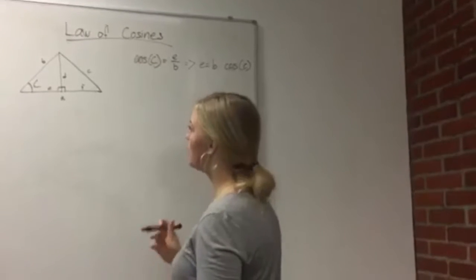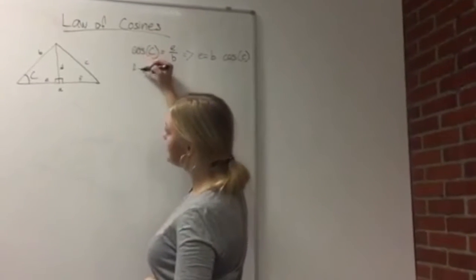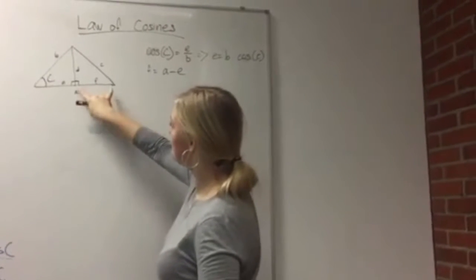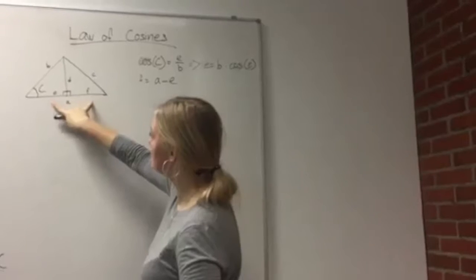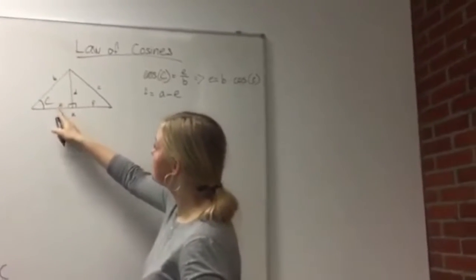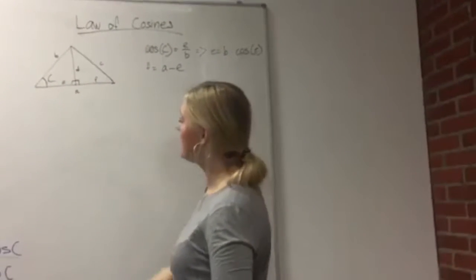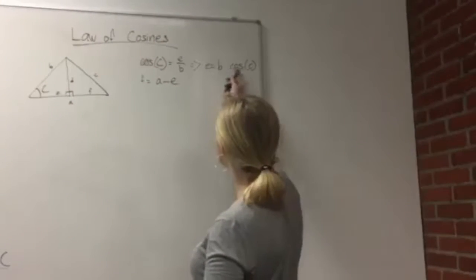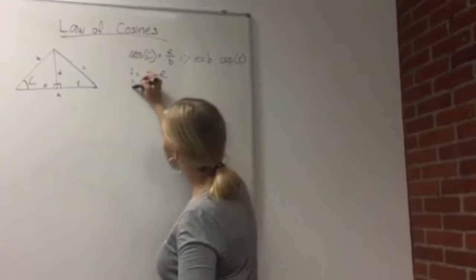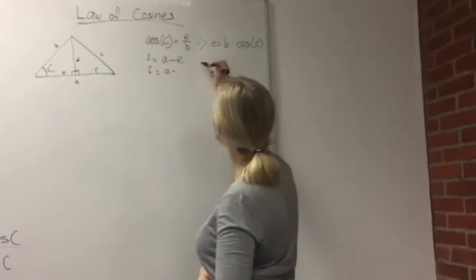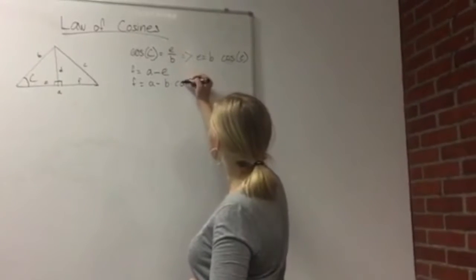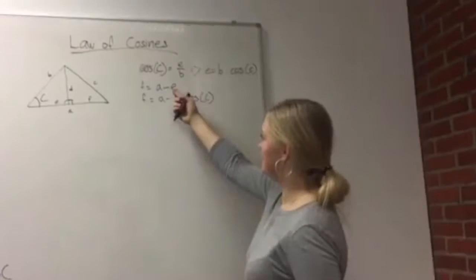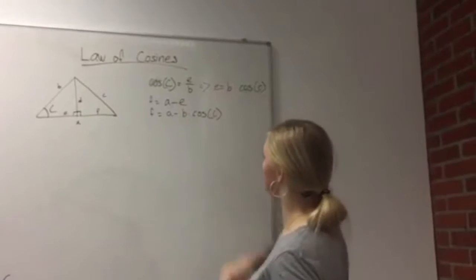Good. What we also know is that F is equal to A minus E, because F is this little one and A is the long one, and then if we subtract E from A, it's F. So now we also know what E is, and this is this one. So we could say that F is equal to A minus B times cosine of C. We just replaced E with this one, which is equal to E.